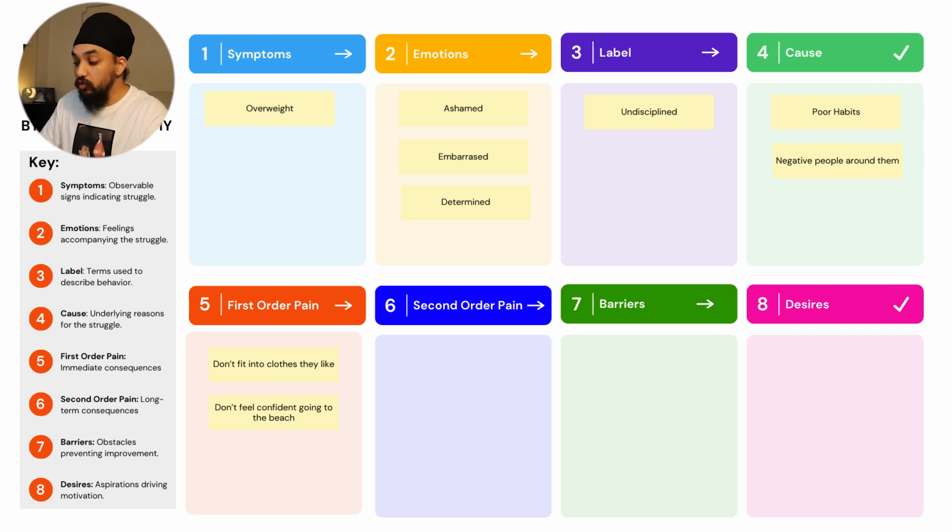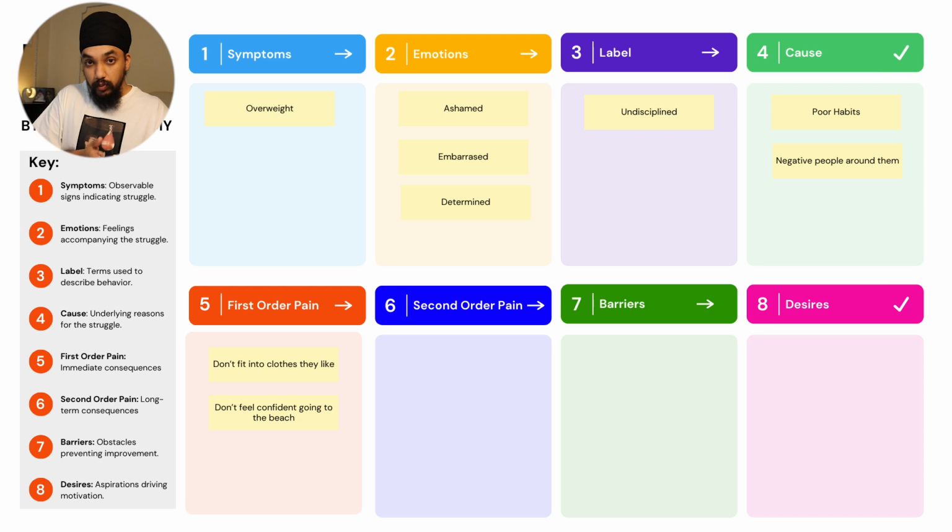And from a marketing point of view, that's great. Because you can just say, hey, do you want to finally fit into those clothes that you've been waiting to? Hey, do you want to feel confident when you go to the beach this summer? Like, that's a good first order pain, right? And often that can be enough to bring someone into your circle to be like, hey, by the way, we can help you with this.